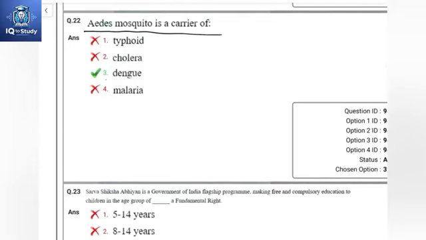Aedes mosquito is a carrier of dengue. Dengue is mosquito-borne tropical disease caused by dengue virus. Its symptoms typically begin 3 to 14 days after infection.